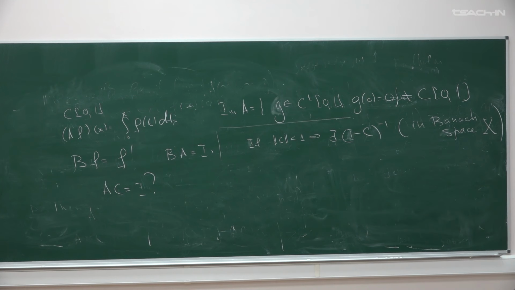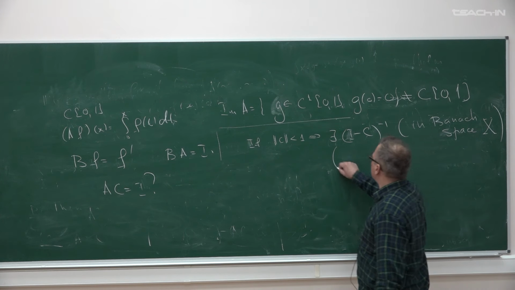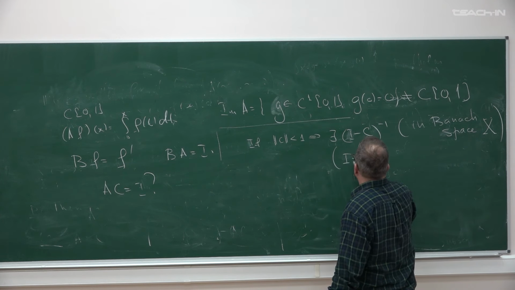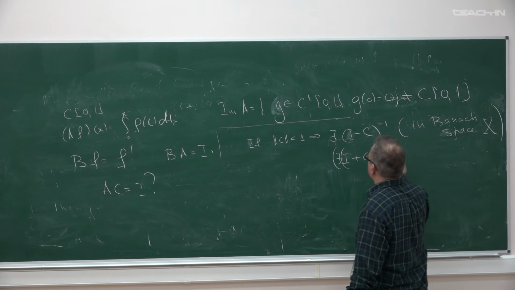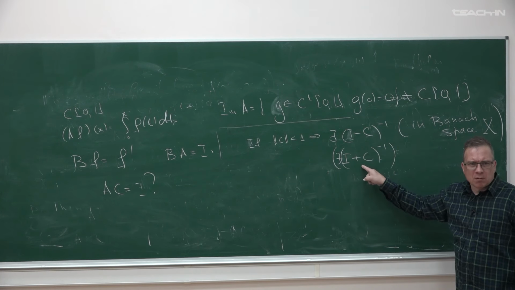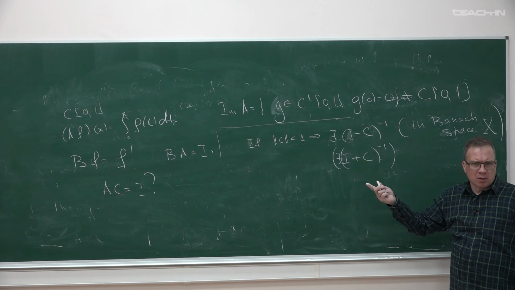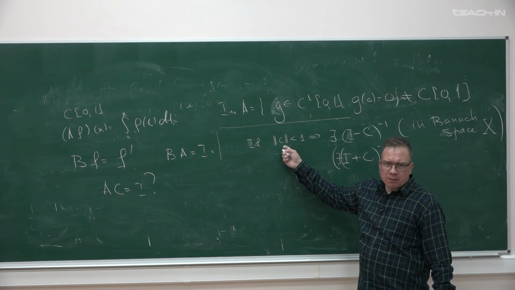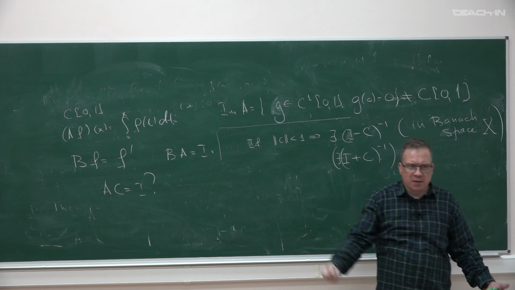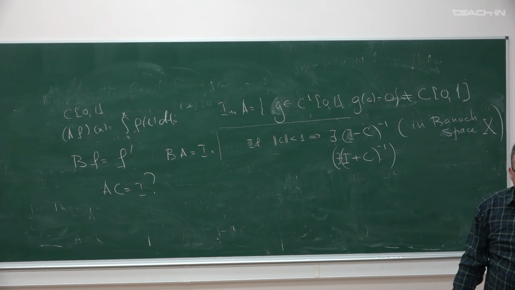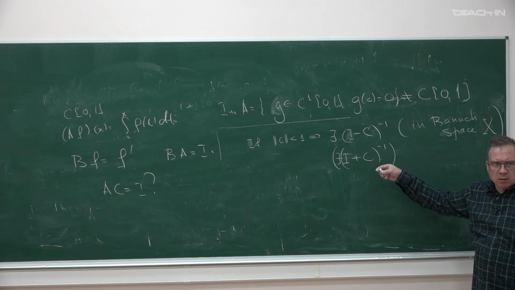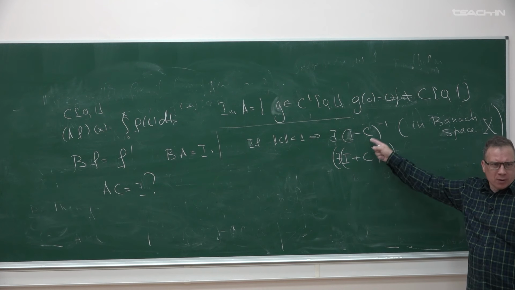Consider operator C with a small norm. You know, the norm of operator C is less than 1. Then I state that this operator exists, and this operator exists too. But it is just by substitution of C by minus C. If C has norm less than 1, then minus C has the same norm. So it doesn't matter which sign to consider, but this is more convenient.